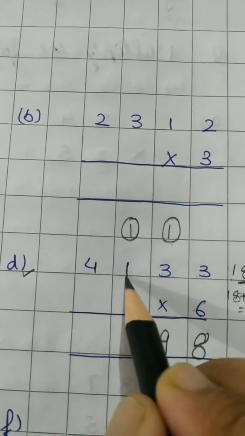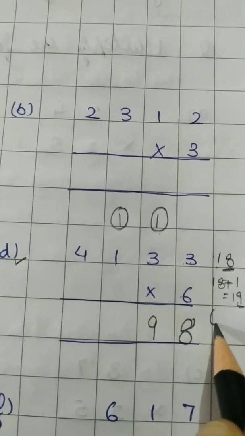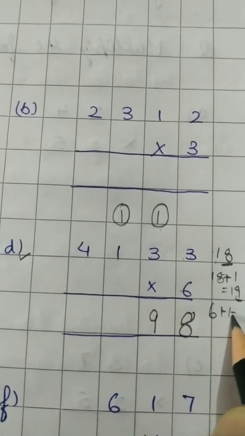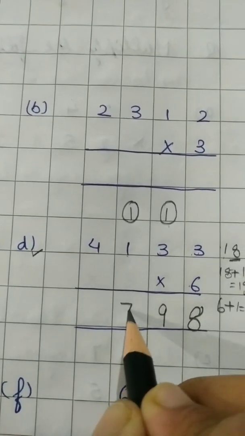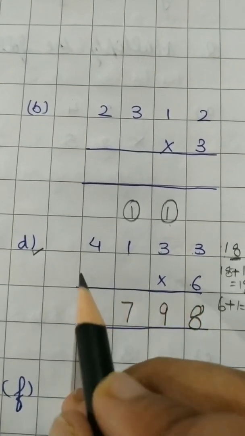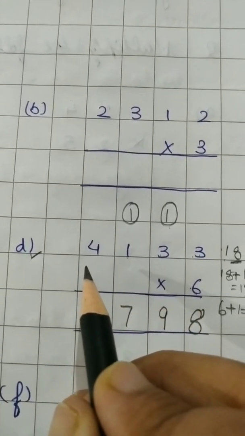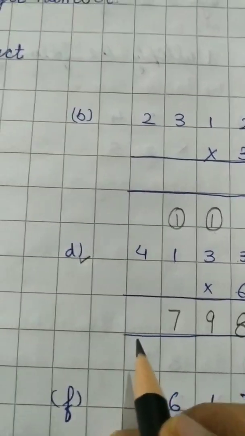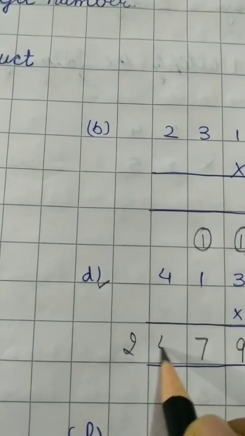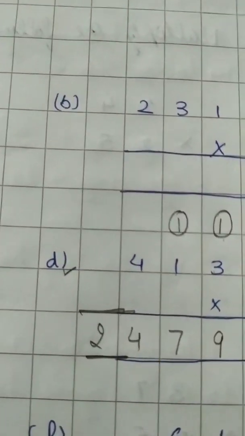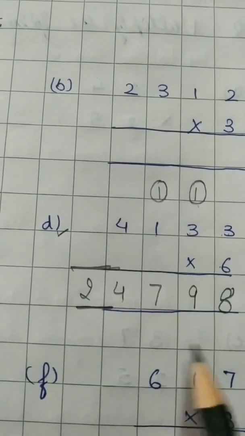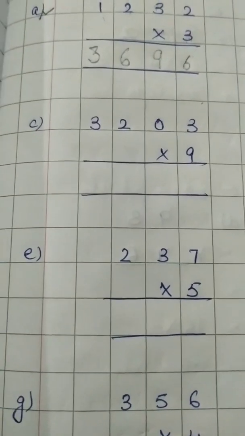Now 6 ones are 6. We'll write here plus 1, which is equal to 7. Okay. 7 will write here. Now 6 fours are 24. So here 2 will write in the next box. Okay. You have to write one digit in one box. This way you will write.